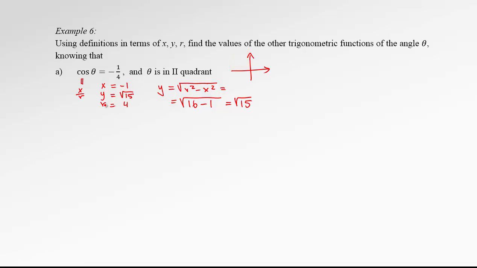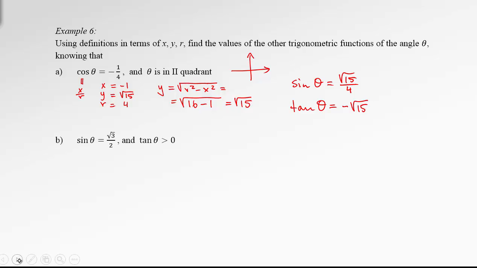Okay, now we're ready to give the values for the other trig functions. What's sine of theta? Well, sine is y over r, so it's root 15 over 4. And what's tangent of theta? That's y over x, root 15 over negative 1. So we end up with negative root 15. And it's done. Let's see another example.